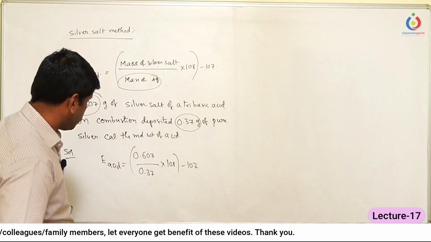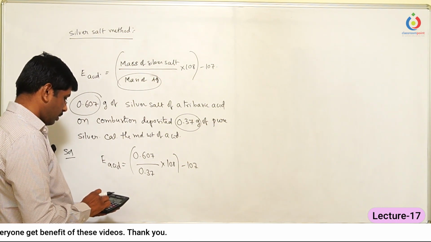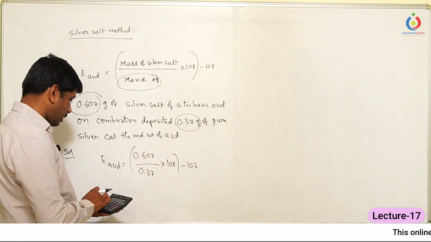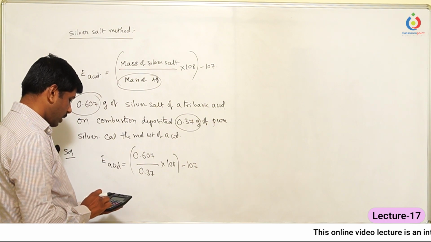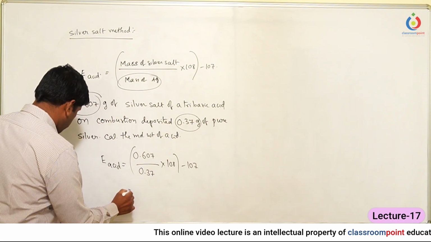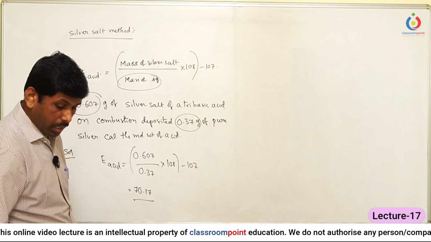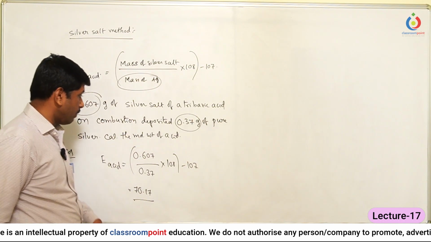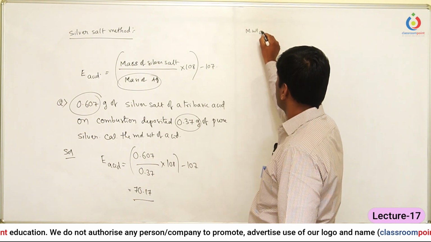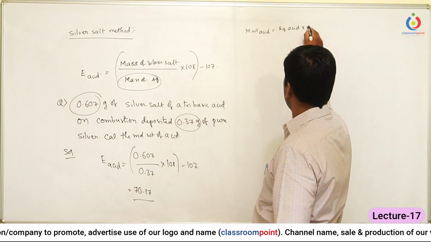Then let us solve this one. 0.607 into 108 divided by 0.37 equals this value, and minus 107. So this value, the equivalent mass of the acid, is equal to 70.17. But what are they asking? They are asking the molecular weight of the acid. So molecular weight of the acid is equal to equivalent mass of the acid into n factor.